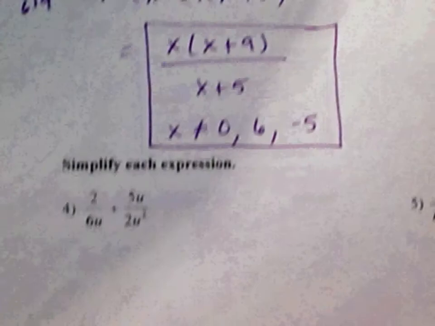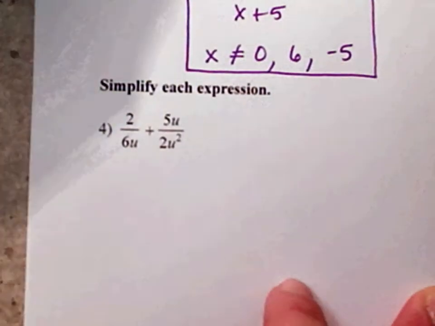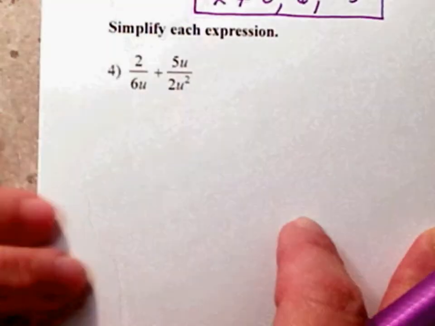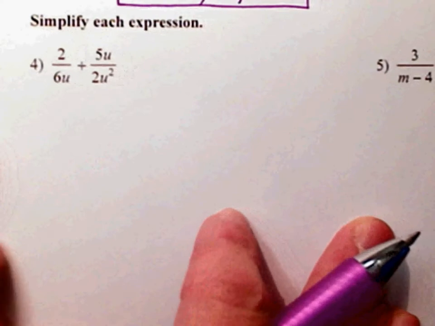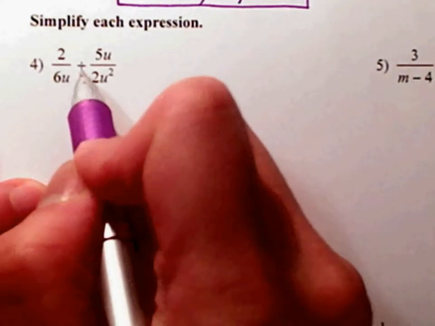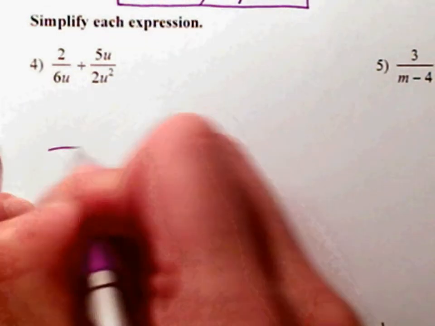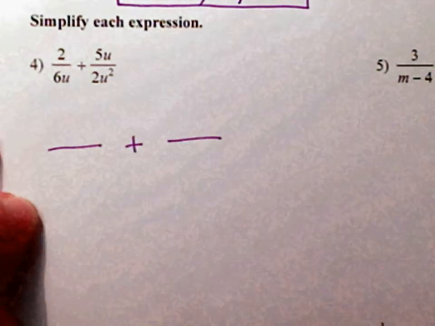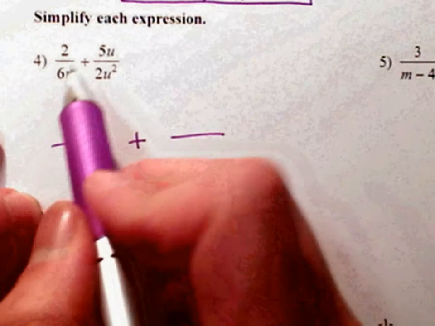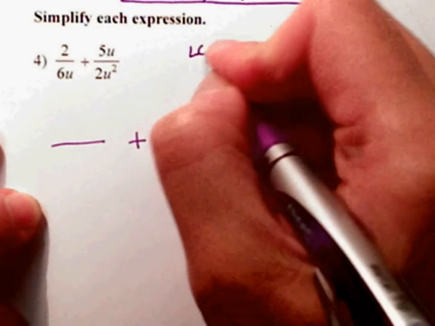Number 4. You're going to simplify each expression as well. This time we are adding, because there's a plus sign, you need to find a common denominator, okay? Draw your line, plus draw your line. This will help you a lot. What is the least common denominator for these two?